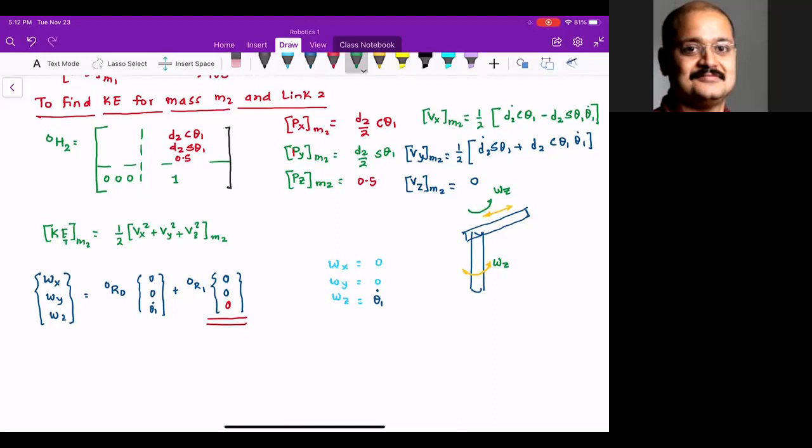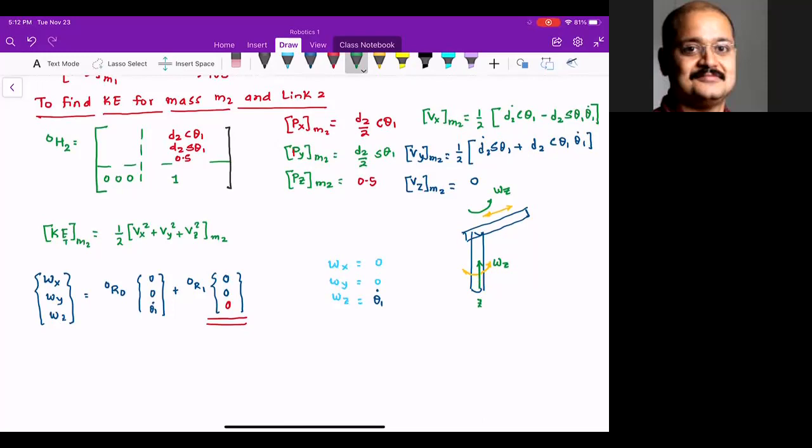Now here comes the tricky part. The tricky part here is, when you want to find, and this is super important, this is where the students make mistakes. If I want to find out the moment of inertia of link 2, it should be in the same consistent coordinates as our angular velocities. What do I mean by that? What I mean is, this point is super important. My angular velocity is about this z axis. Do you agree with me?